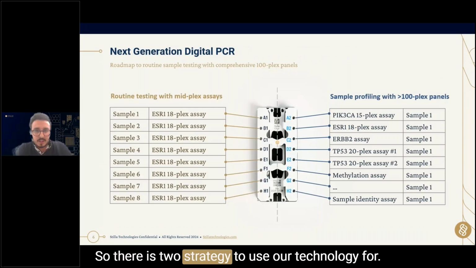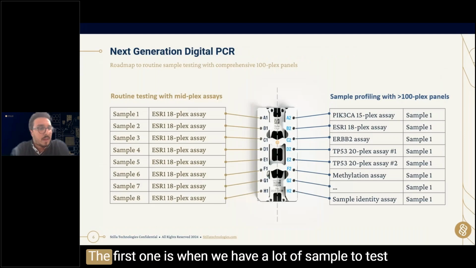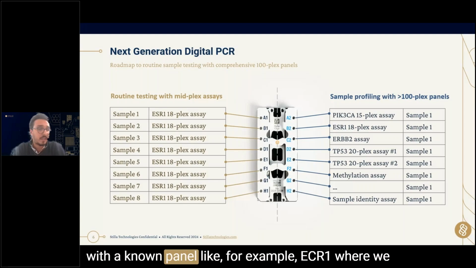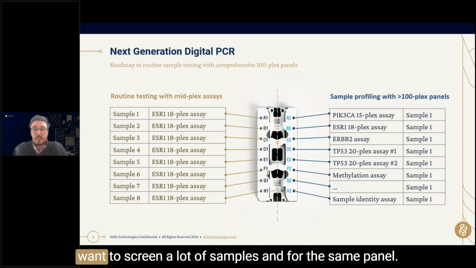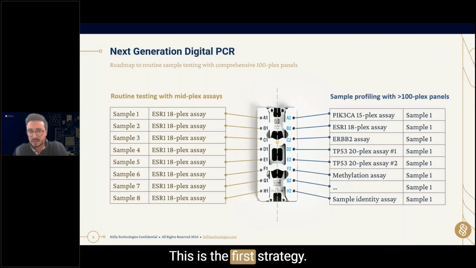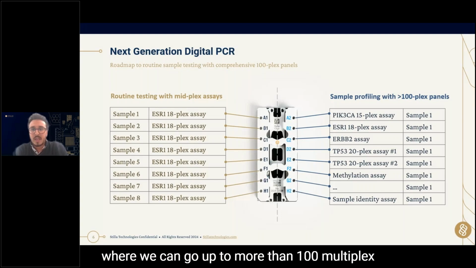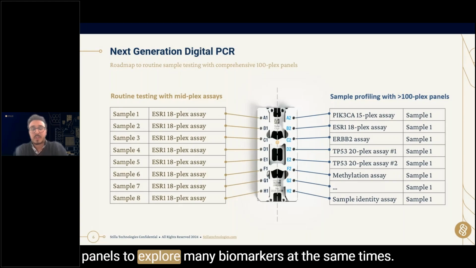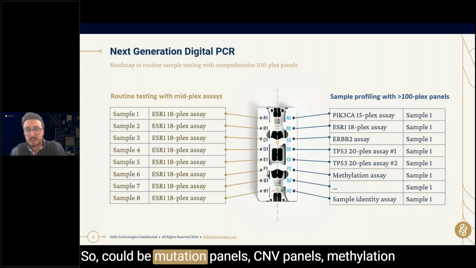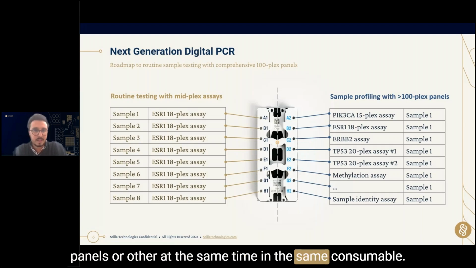So there are two strategies to use our technology. The first one is when we have a lot of samples to test with a known panel, like for example ECR1, where we want to screen a lot of samples with the same panel. This is the first strategy. The second strategy is what we call a profiling strategy, where we can go up to more than 100 multiplex panels to explore many biomarkers at the same time. So it could be mutation panels, CNV panels, methylation panels, or other at the same time in the same consumable.